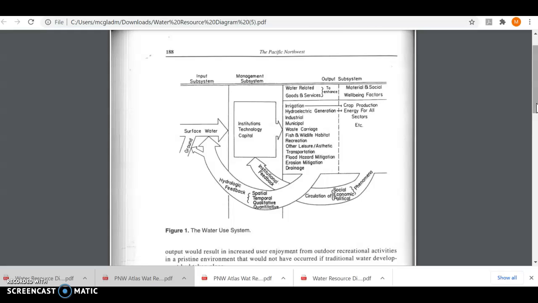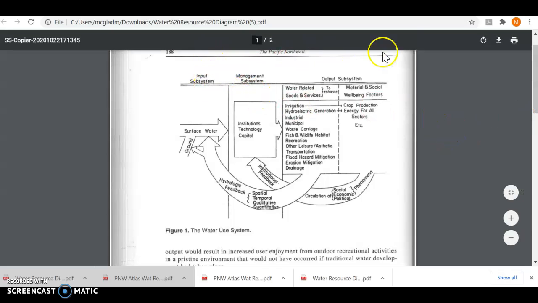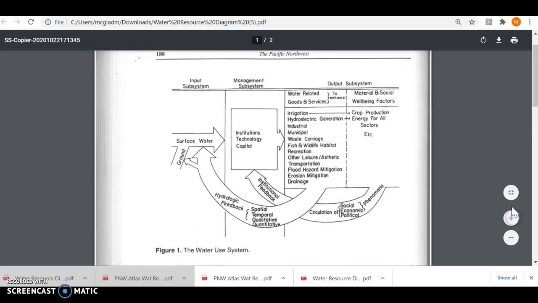And so in that, we can think, first of all, maybe in the most general way, in a system like this, where we have an input system, we do something with it, we manage it, and then we have the output, what we get from that management. And that output system basically is water-related goods and services, which enhance material and social well-being. Okay, so what is that all about?